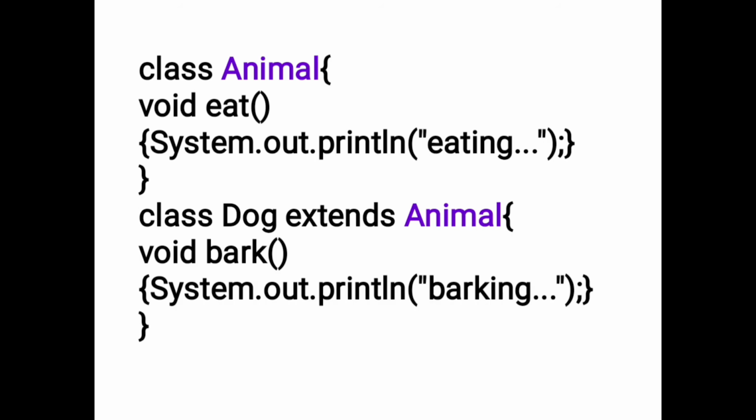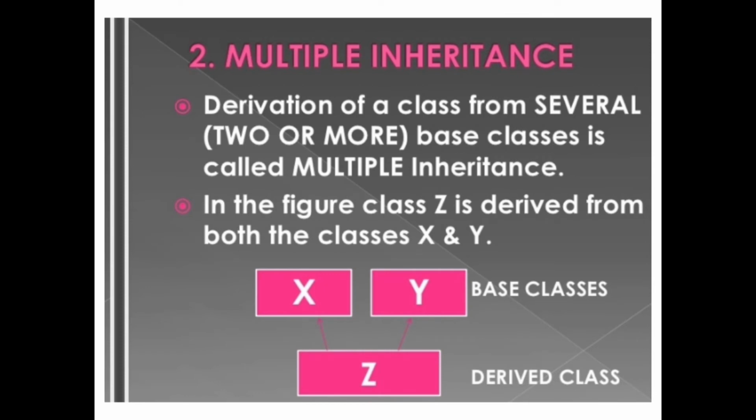The output of this program is eating and barking. Here I am using the base class and the subclass. Both outputs are displayed here. Eating is the superclass output and barking is the subclass output. Second one is multiple inheritance.